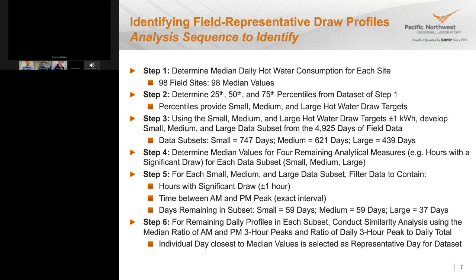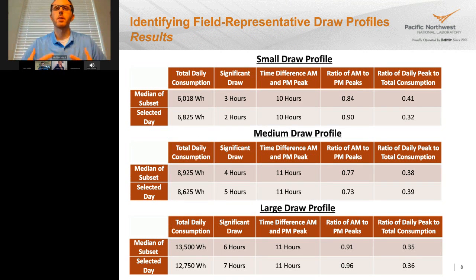Here is a snapshot of 3 of the draw profiles that we identified. For these 3 tables, we arbitrarily selected small, medium, and large as the 25th, 50th, and 75th percentiles. It gives us a range of usage across our data set. You'll see our 5 analytical measures at the top, in the columns of those tables: the daily consumption, hours with a significant draw, the difference between AM and PM peaks, and then the 2 ratio metrics that help shape the profile. So you can see how those different small, medium, and large profiles took shape in our analysis.